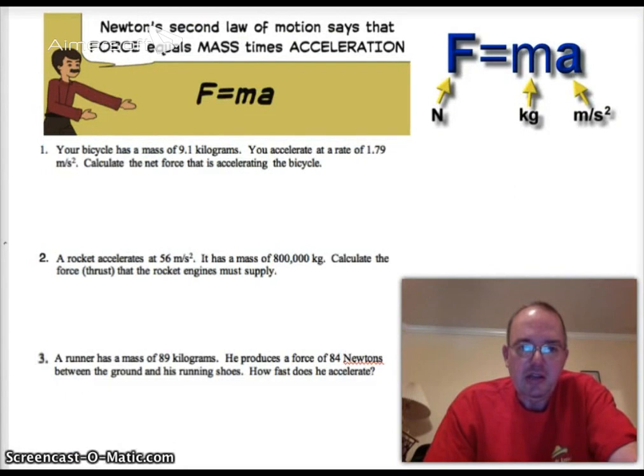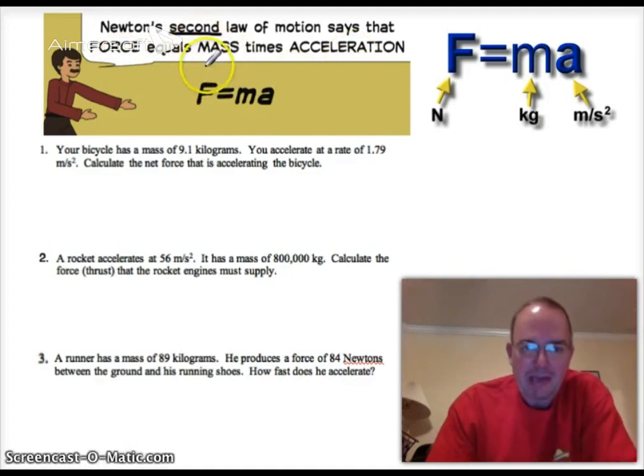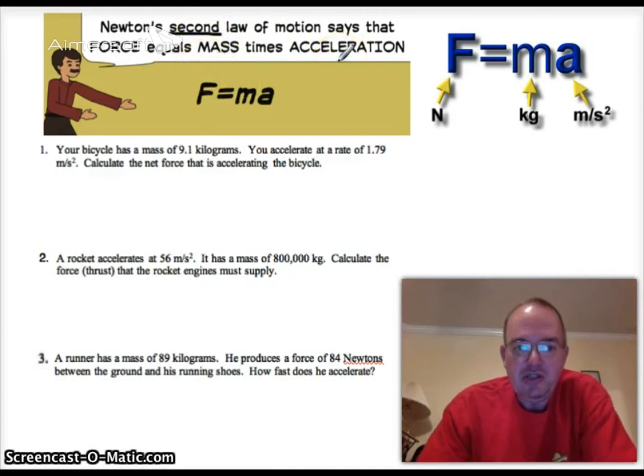Okay, let's take a look at Newton's second law of motion. The second law of motion talks about force. Force equals mass times acceleration. So mass, how large something is, and acceleration, how fast it is speeding up. You could have a large body with a lot of acceleration, a large body with a little acceleration, or vice versa. You could have a little body with a lot of acceleration, a little body with almost no acceleration.